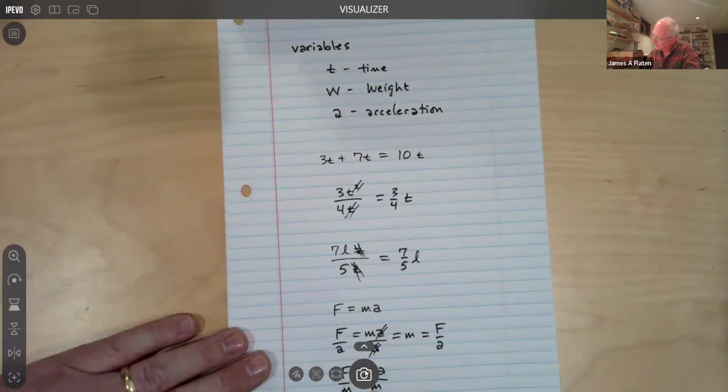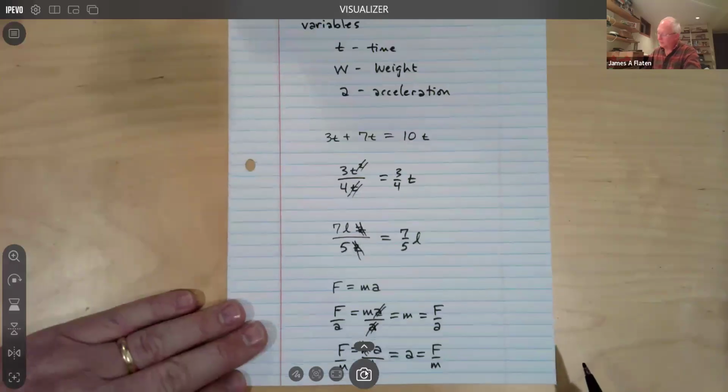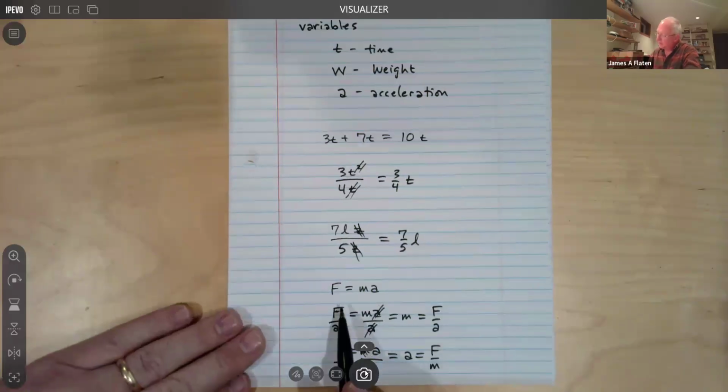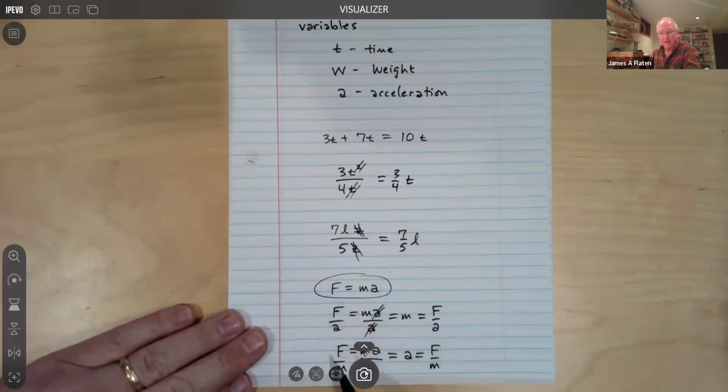And then I notice the m cancels. So in this particular situation, if I happen to know m and a and I need F, this would be the most useful equation to use. On the other hand, if I'm trying to figure out m, this might be a more useful equation. I've solved for m in terms of other things, and if I know those other things, I can find m.